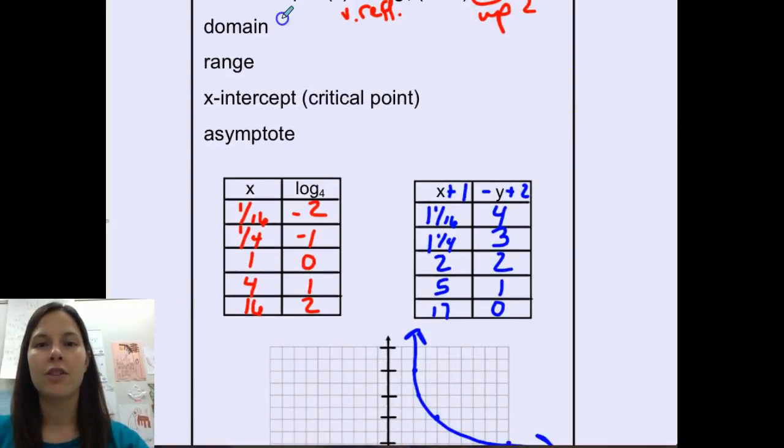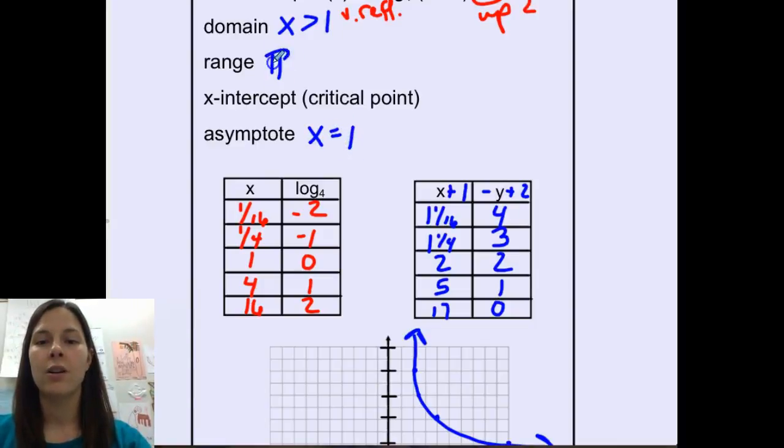For a log function, the domain is restricted. In this case, we shifted it right 1, so that shifts our domain right 1 as well. X is greater than 1. That also gives us our asymptote, x equals 1. Our range is always all real numbers for a log. That will never change with any transformation.